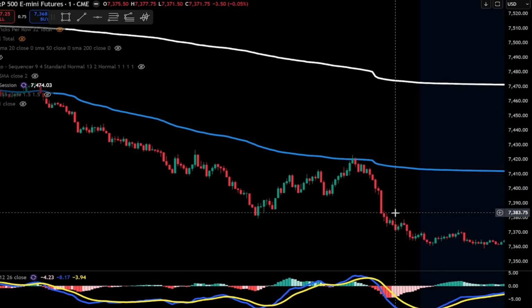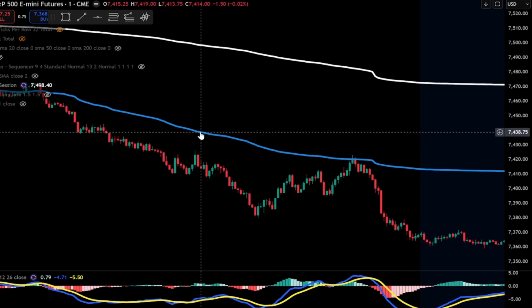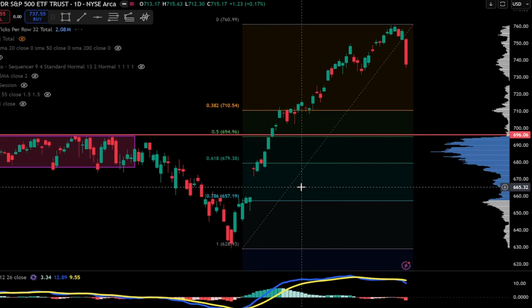Now, the anchor VWAP can be used on an intraday basis, like I just showed you on this chart, but we can also come over here and use it on a higher time frame. For instance, if we come over and look at this SPY, the ETF real quick, we can go ahead and draw an anchor VWAP from a couple places on this chart.